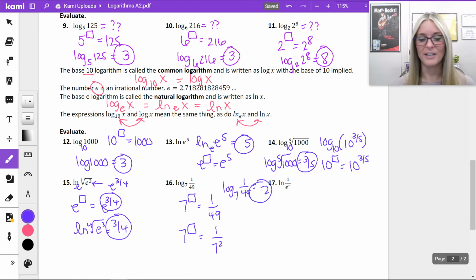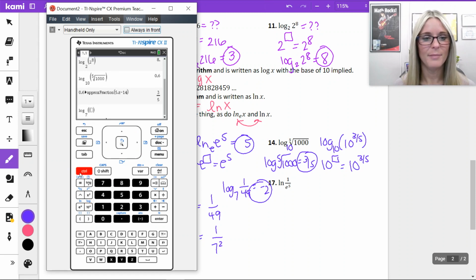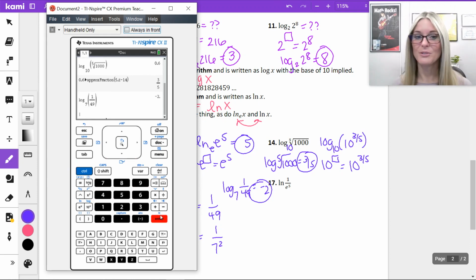Again, I can show you on the calculator how that comes together. Control log base 7. I'm going to use the fraction boxes here. 1/49 equals -2. Just applying our exponent rules there with our logarithms.